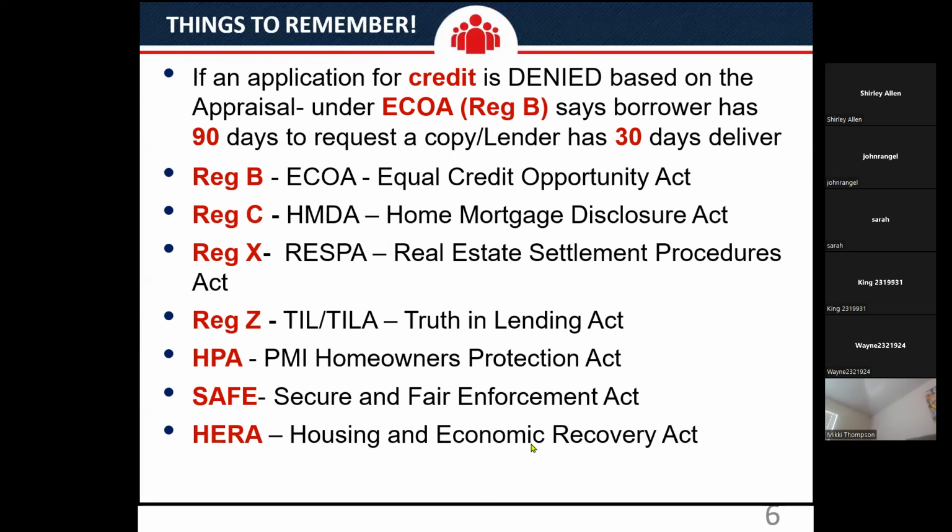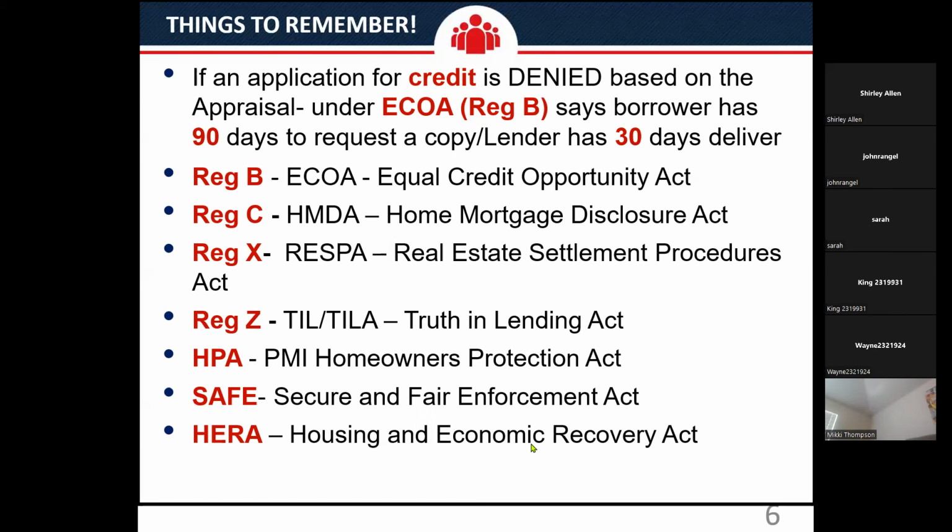HPA, HPA talks about PMI. It's insurance. It's the Homeowners Protection Act. It basically deals with when the insurance on the property can or cannot be taken off. PMI, Homeowners Protection Act. And we'll talk about all of these individually as we go through today.